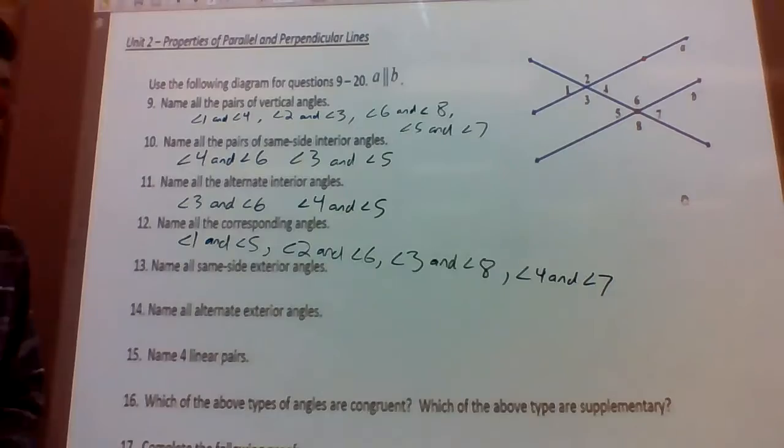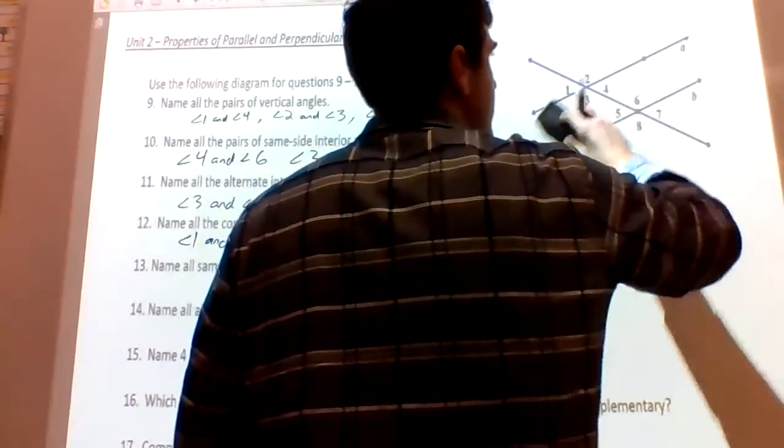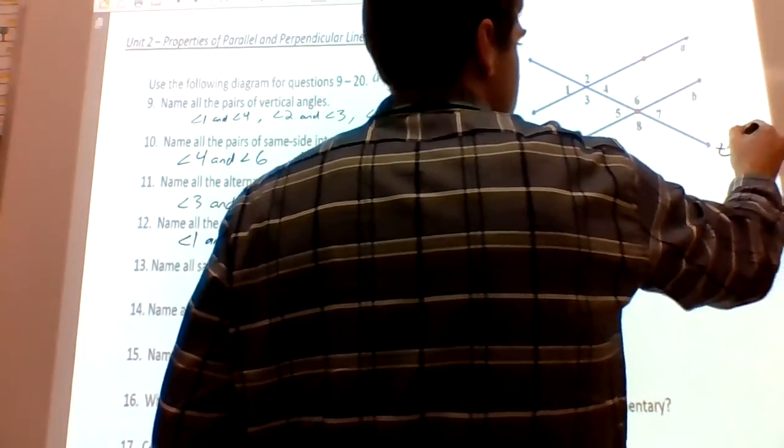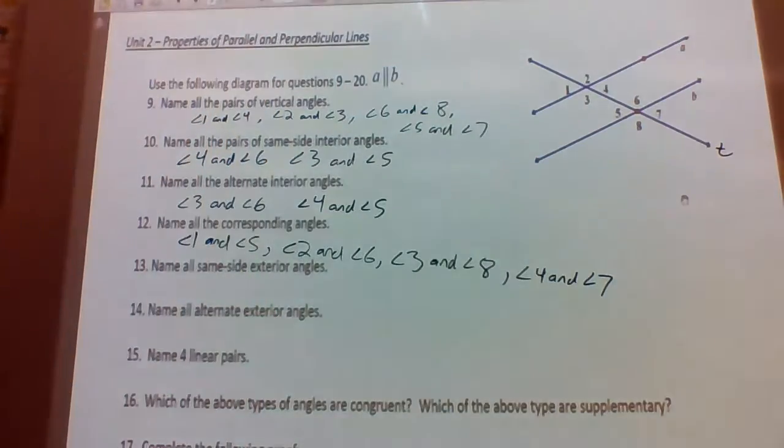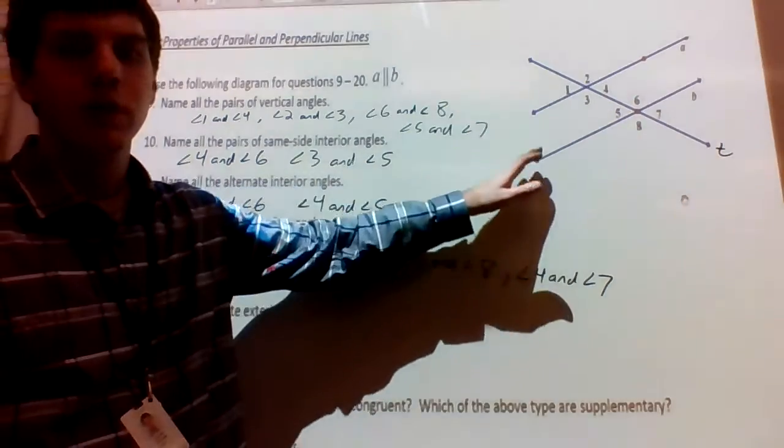Same side exterior angles. Here's our transversal. They're going to be on the same side of the transversal, but they're going to be outside, exterior of the two parallel lines. So same side, exterior. So we want to pick angles that are not in between the two parallel lines.